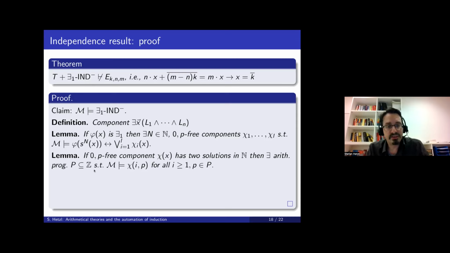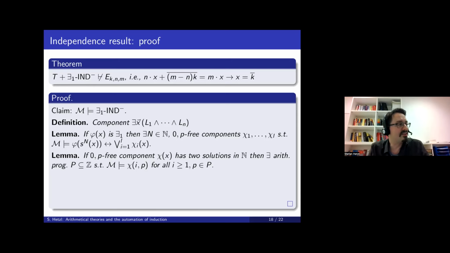And then the second main lemma says that if you have such a zero and predecessor-free component, it defines a certain set, and we'll call the elements of the set solutions. If this has two solutions in the natural numbers, then there exists an entire arithmetic progression such that all the elements of the progression are solutions. So in particular, in this model M, for all the components of the integers, we have infinitely many solutions, this entire arithmetic progression.